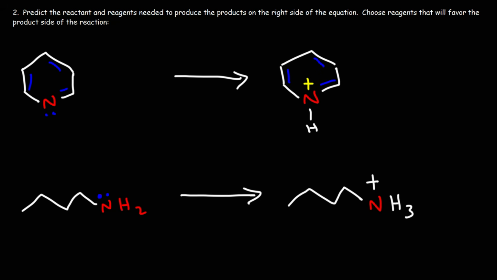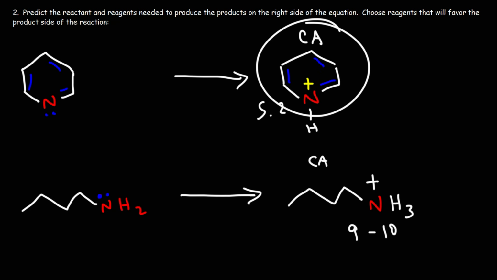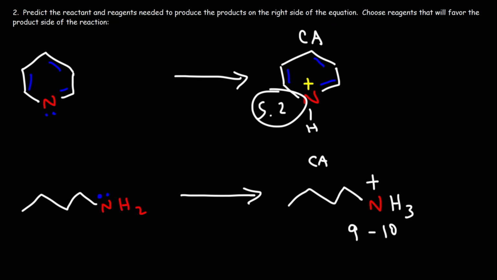So first we need to pay attention to the pKa of the conjugate acid. The pKa of the protonated form of pyridine is around 5.2. For a protonated amine, it's around 9 to 10. So in order to make this conjugate acid, we need to use an acid with a pKa that is less than 5.2. Ideally, 2 units or less than 5.2. So when I say that, I mean something like 3.2 or lower.